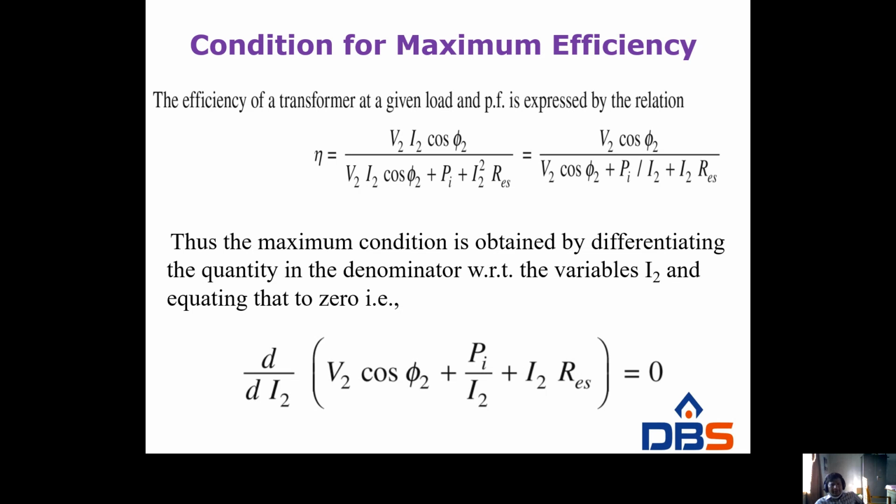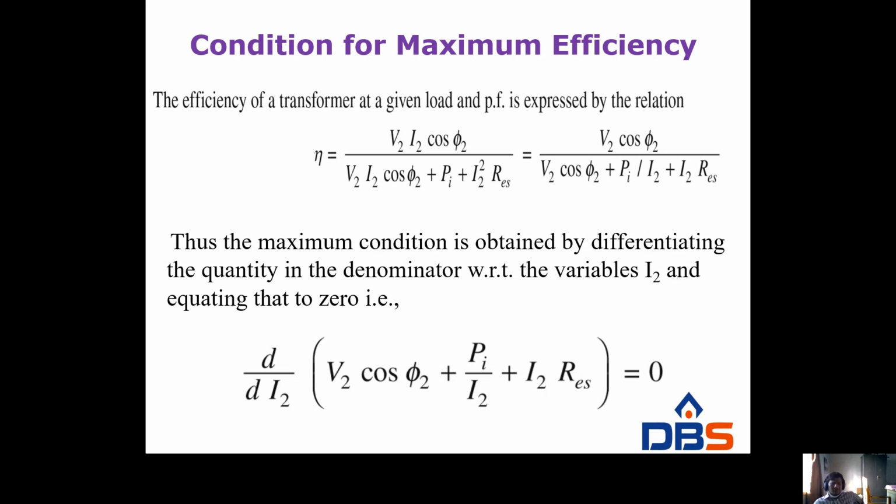Now here the variable parameter: voltage is not a variable, power factor is not a variable, and iron losses is not a variable. Here the variable parameter is nothing but current. As load increases, current also varies. That's why the variable parameter is I2. So we have to differentiate the above equation with respect to current, that is I2, and equate it to 0.